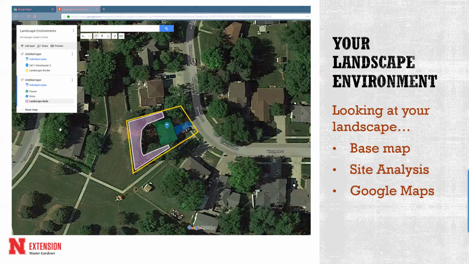The one thing I did forget to draw on here was my deck, which is a pretty sizable deck. It takes up a little bit of room in my backyard, and I kind of forgot about that part. But you're able to draw this. You can subtract those landscape areas so you can figure out how much turf you have. So it's a good tool to help you figure out how much fertilizer and stuff you would need to apply in your yard.